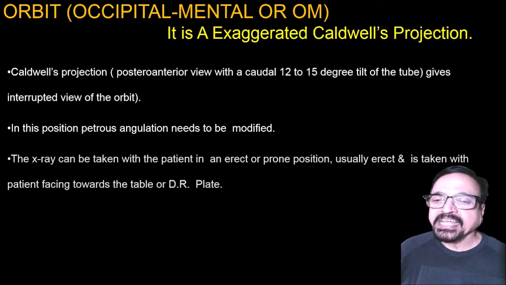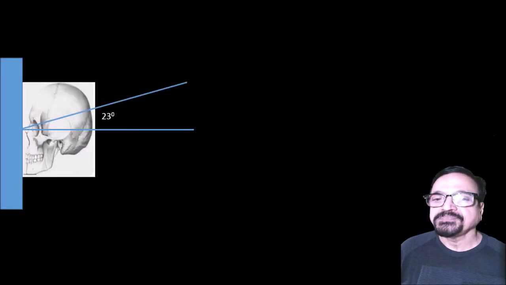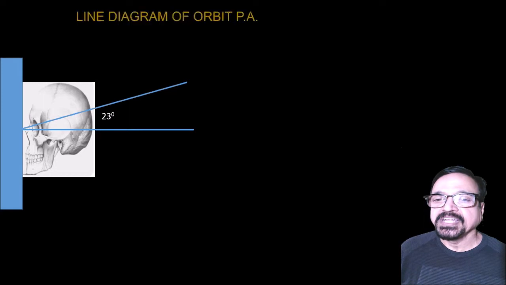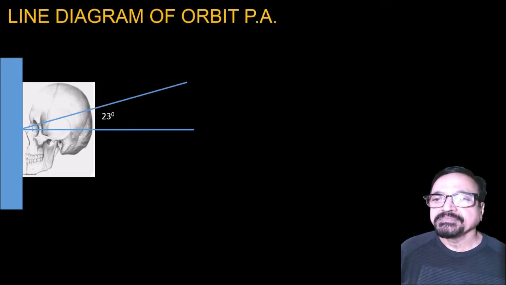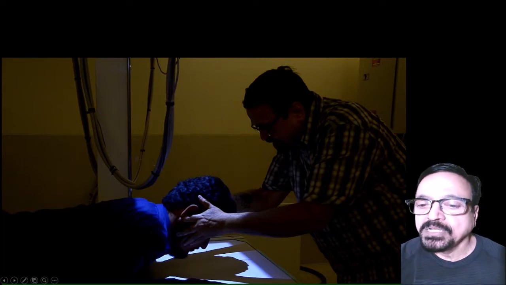The X-ray can be taken with the patient in an erect or prone position, usually erect, and is taken with the patient facing towards a table or DR plate. The patient's chin rests on the image receiver, that is either the DR plate or the table, allowing the orbit to be clear of the internal structures of the petrous ridge. So here we are showing it. So let's see the video.